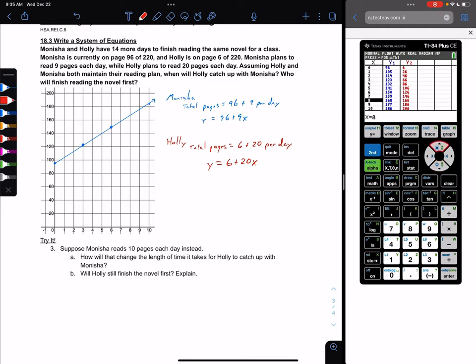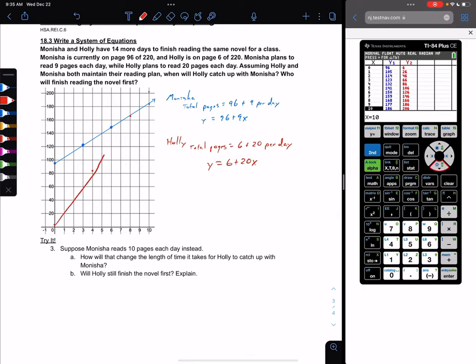So Holly, let's go back and start with 0, 6. So Holly is not off to a good start. She's only read 6 pages, but she's going to read pretty quickly. So let's look at 4, 86. It'll be somewhere there. Let's go 8, 166. So that's actually going to be pretty close to where Monisha is. That looks like where she's going to catch up. And 10, 206. So that'll be somewhere over here.